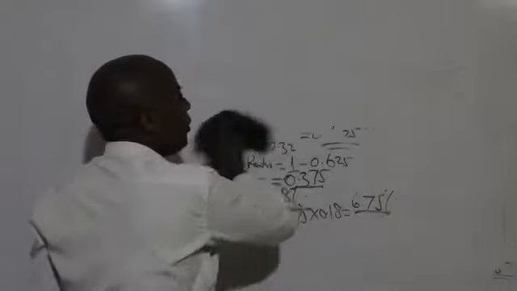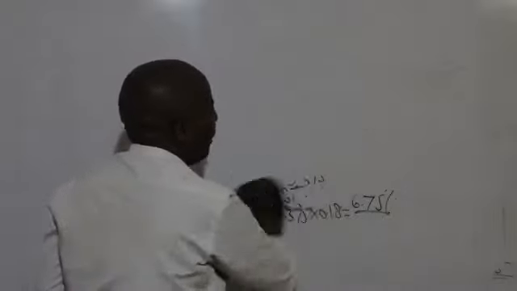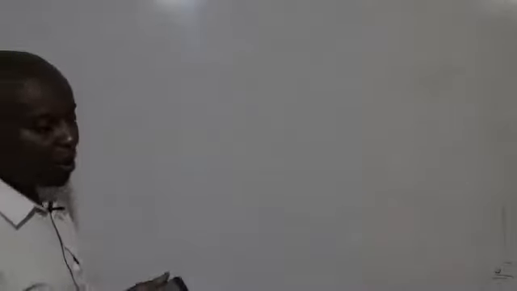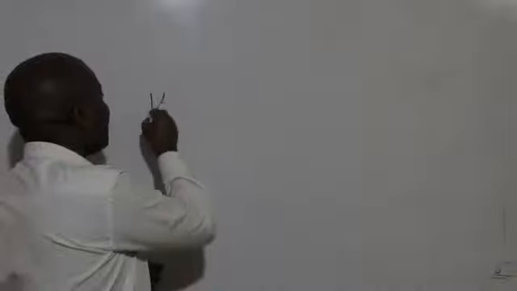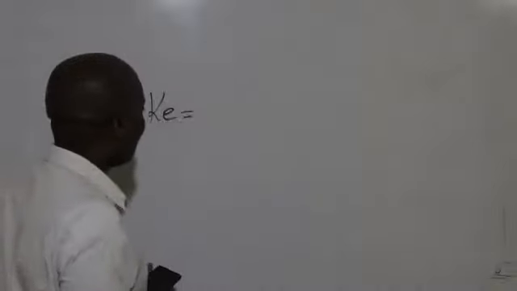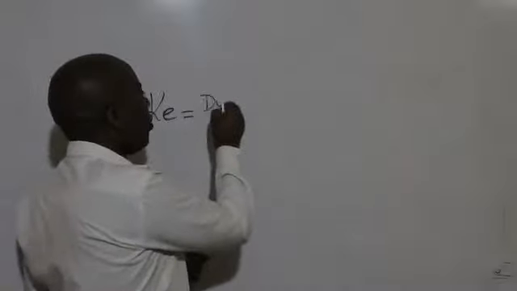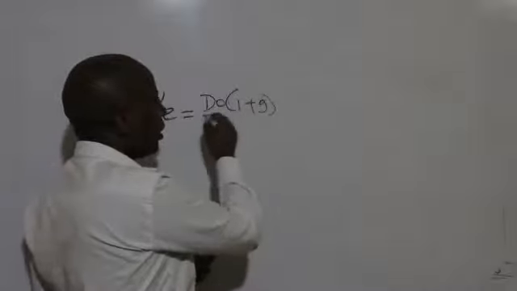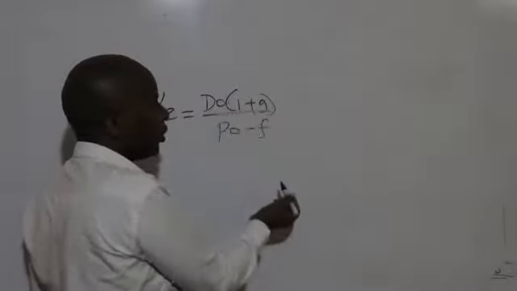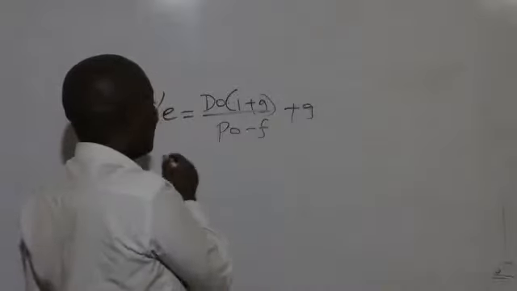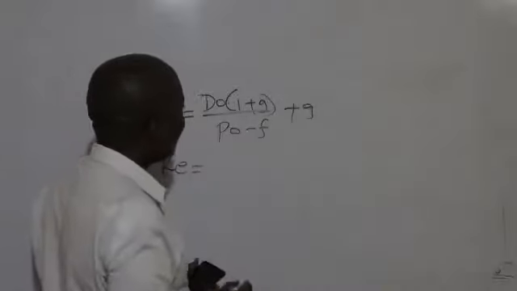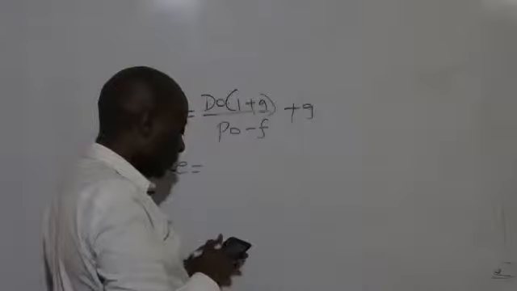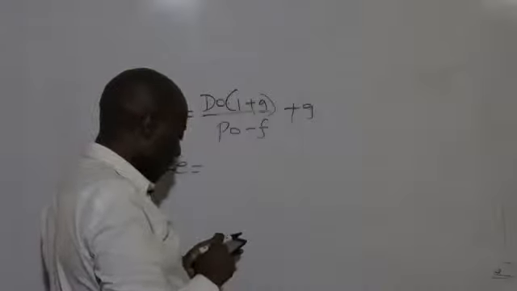Cost of equity, part B, is as easy as a leisure walk in the park. To get the cost of equity, what do we have here? We have D0 into 1 plus G all over P0 minus flotation, at the end of the day plus G. So we have our cost of equity being equal to D0, the D0 that has been given.